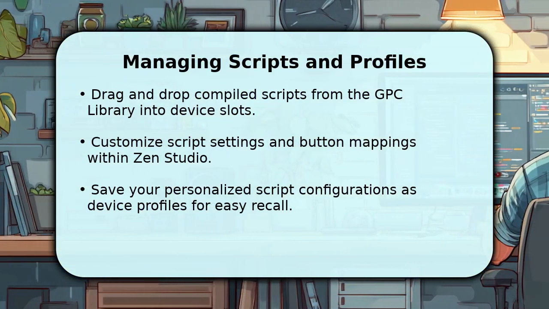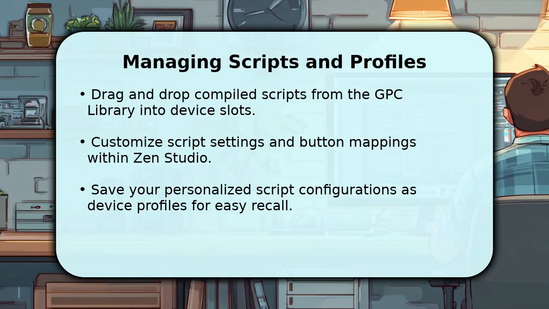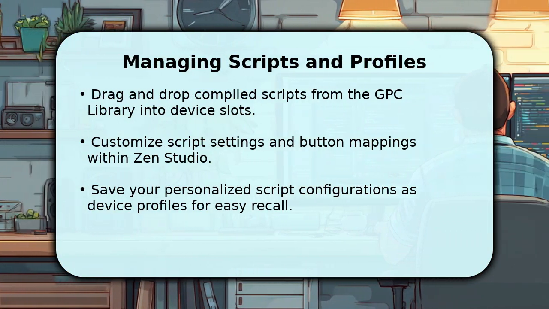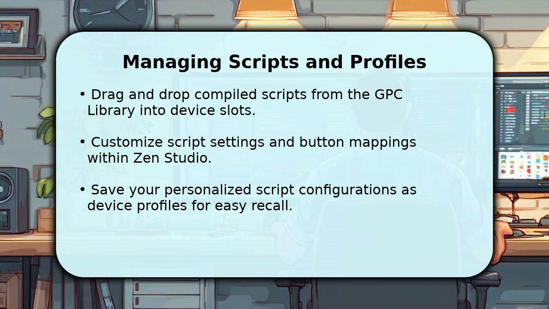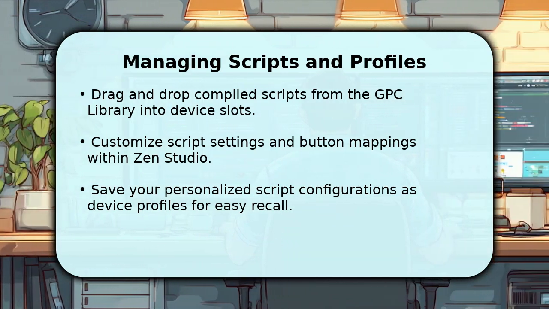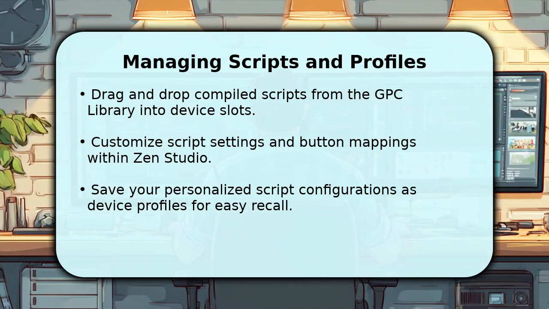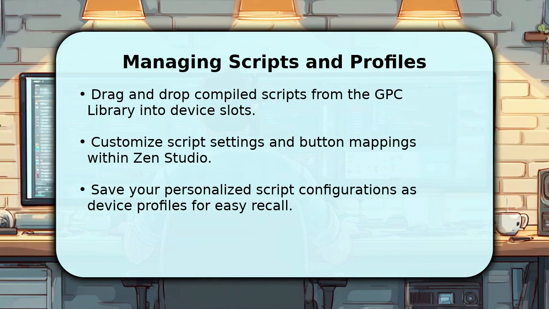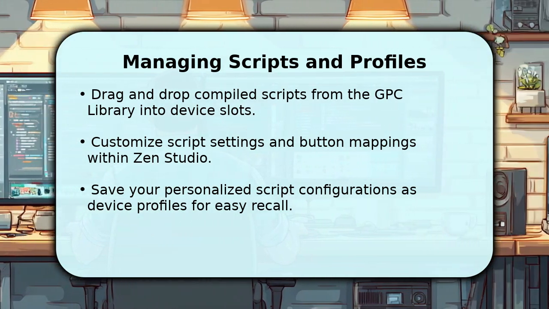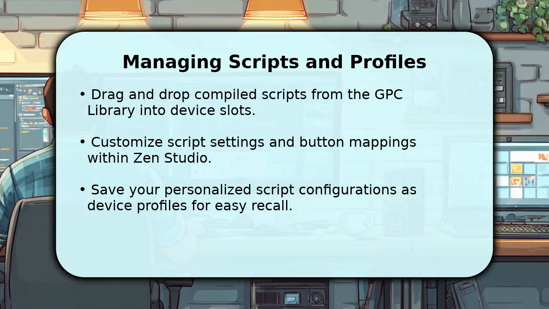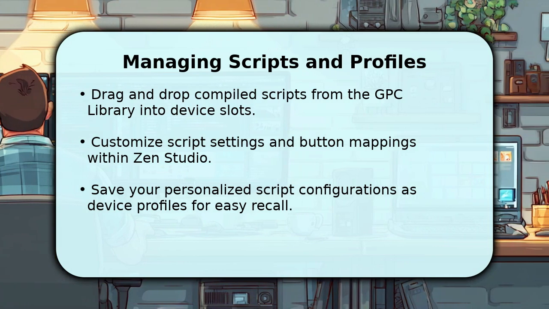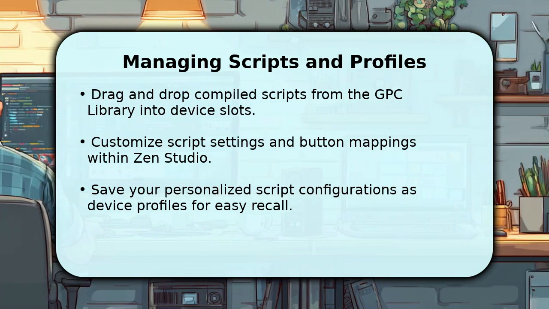Loading scripts onto your Zen device is straightforward. Navigate to the Programmer tab, then simply drag your chosen script from the GPC library or your local files into one of the available device slots. You can then adjust specific script parameters or button layouts to suit your preferences. Remember to save your custom configurations as a device profile, ensuring all your settings are easily accessible for future use.